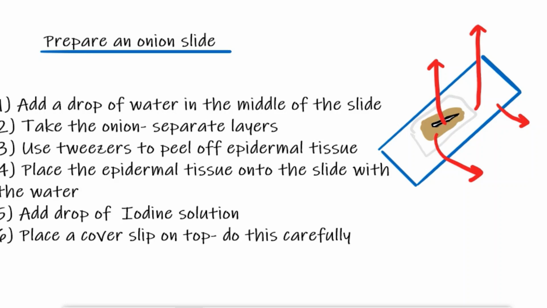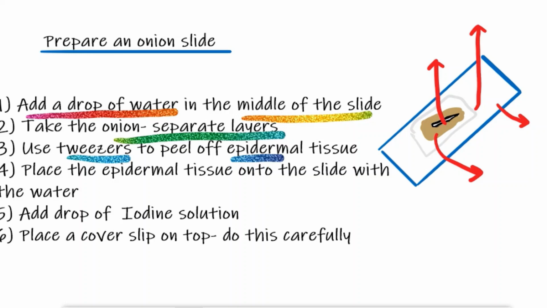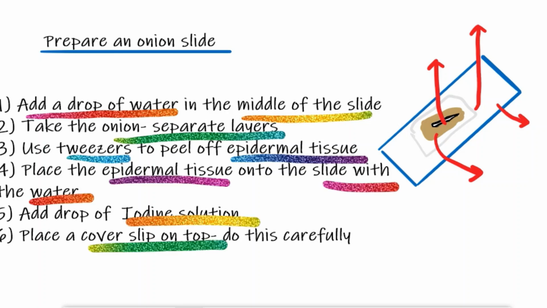This brings us to the part of preparing an onion slide. To prepare an onion slide, you must add a drop of water in the middle of the slide. Take an onion and separate its layers. Using a tweezer, peel off the epidermal tissue, which is the thin layer of tissue, and place this epidermal tissue onto the slide with the water. You must add iodine solution and cover this with a cover slip. That must be done very carefully to avoid air bubbles.